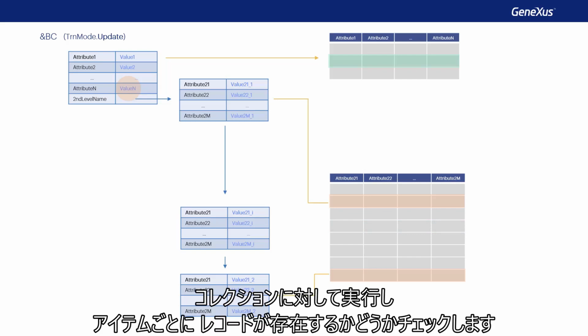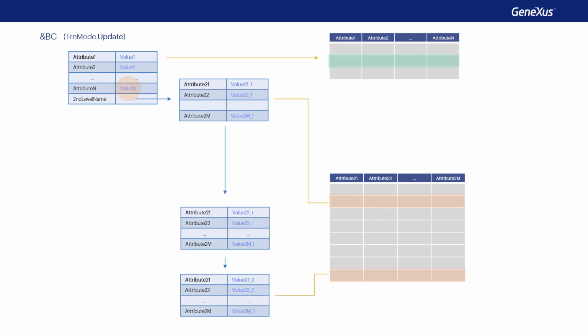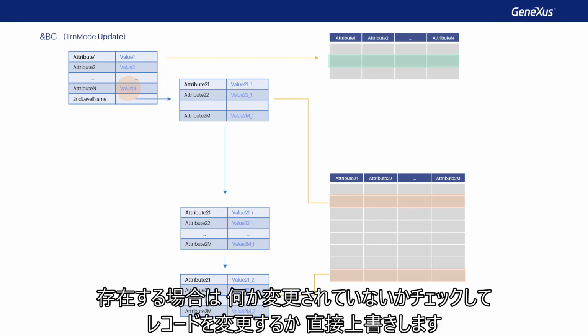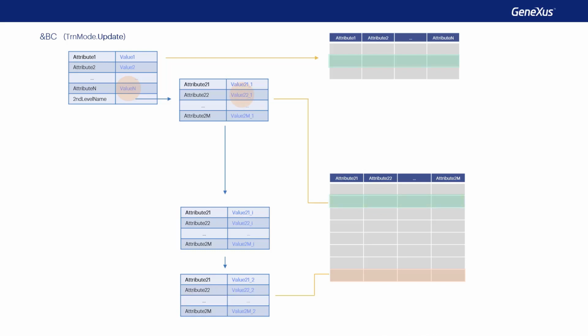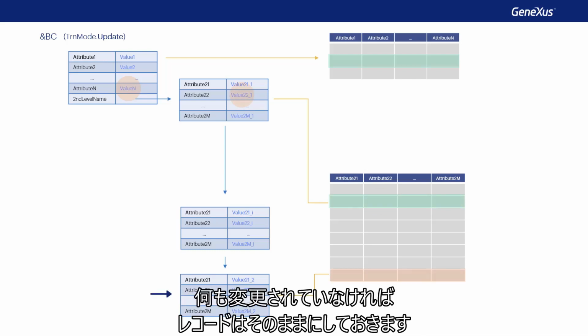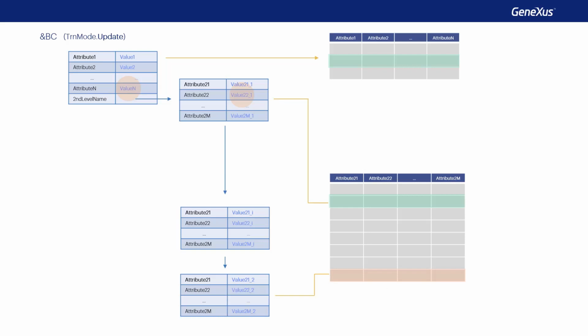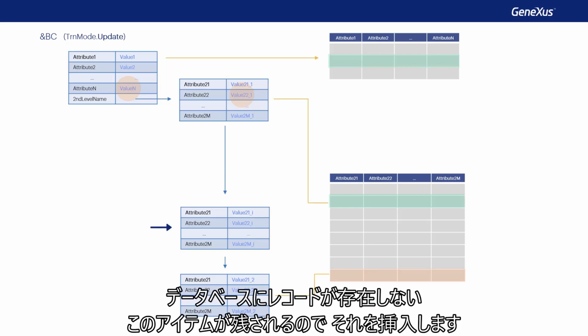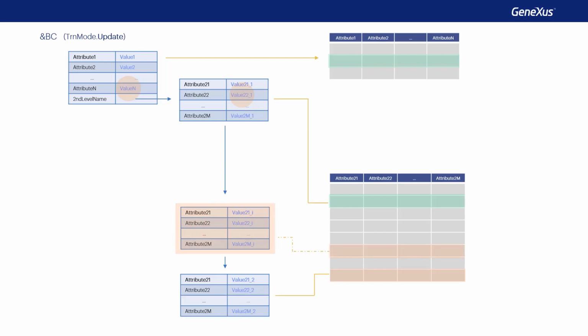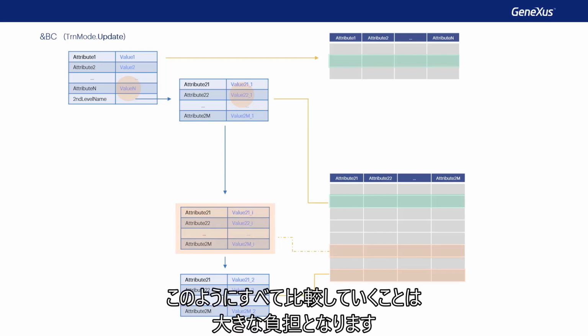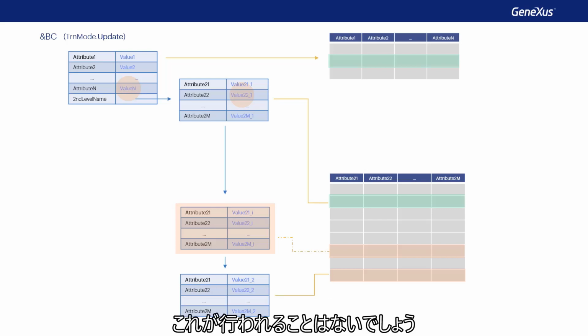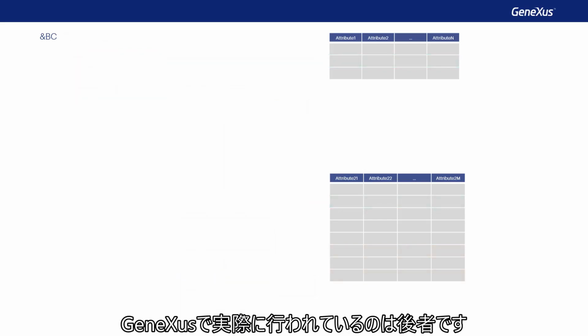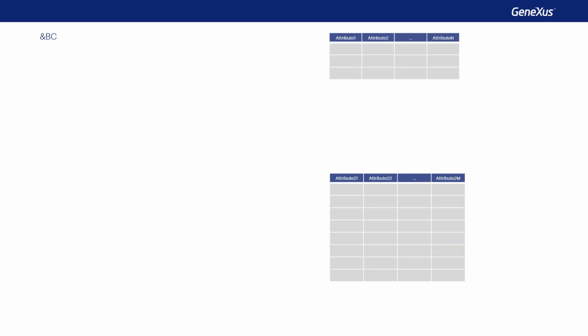And then run through the collection, and for each item check if the record exists. And if so, check if anything has changed so as to modify it or overwrite it directly. If nothing has changed in this one, we could leave it as is. And we would be left with this item that doesn't have a record in the database, so it's inserted. Doing this whole comparison would be very burdensome. It will not be done. What GeneXus actually does is the latter.